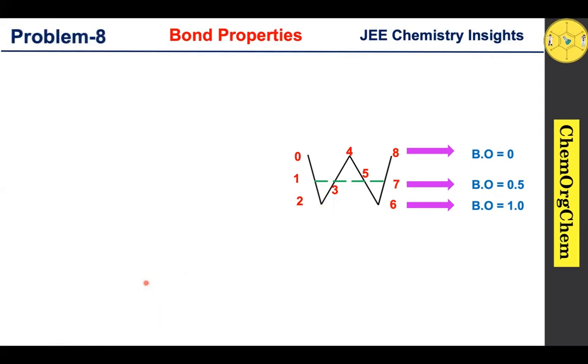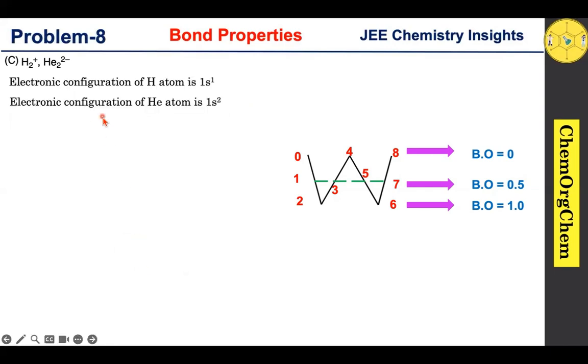Next, moving on to our option C. Here also we write down the electronic configuration of the hydrogen atom and the electronic configuration of the helium atom. Here H2 plus: the total number of electrons in H2 plus. Here there are two hydrogen atoms, so 2. One positive charge means we need to subtract 1 electron. So 2 minus 1 equals 1. 1 is here, so the bond order of H2 plus is 0.5.